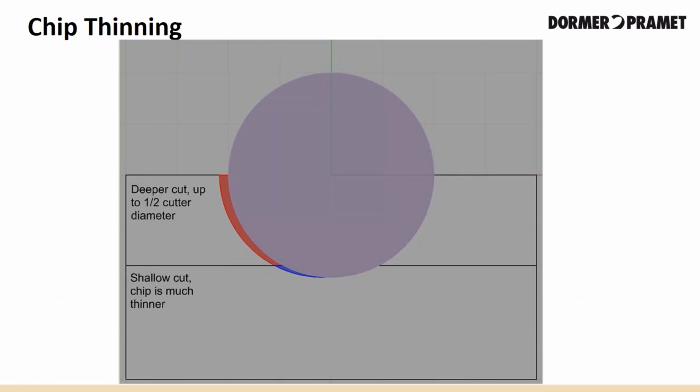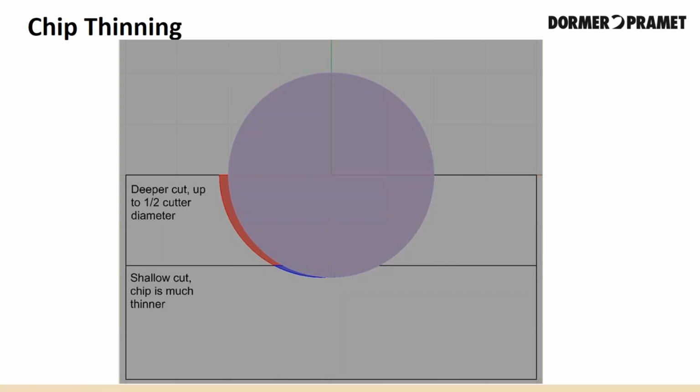So let's try to simplify a little with this picture. The blue chip represents a very shallow cut, and the red chip a deeper cut. Note how thin the blue chip is at its widest compared to the red chip from a deeper cut. We're talking about the width up here on the left or the width down here on the blue section. You can see the chip gets thicker all the way to the point where we've buried the cutter to half of its diameter. That's the thickest point.